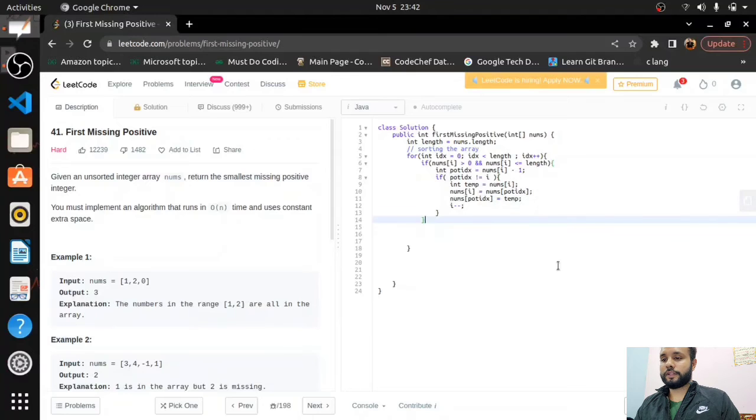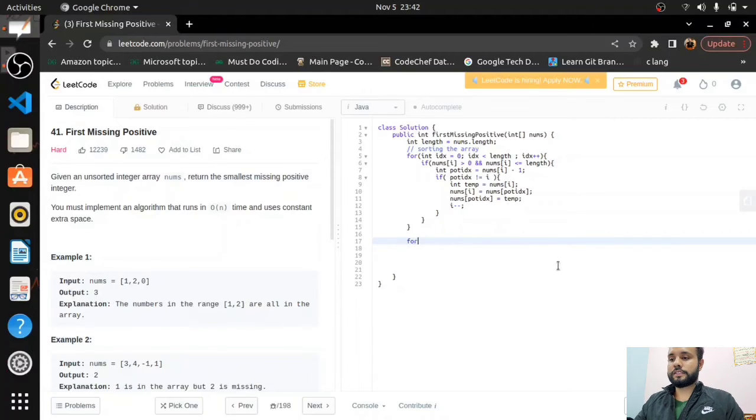So when we are done with this, then we are going to find the first missing positive number. So let's say for int number equals 0 and till number is less than length, number plus plus. And I think I should not use this variable name. Let's say index, yeah, this will be much better, index.